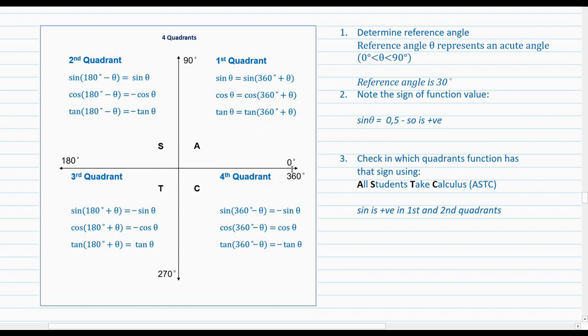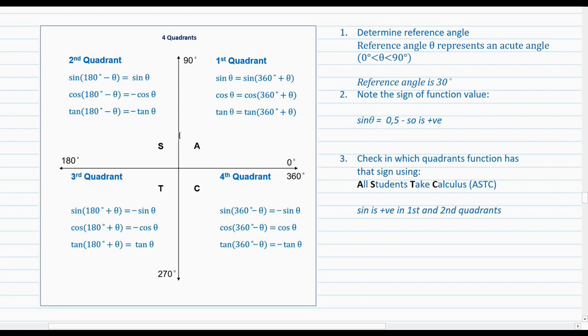And you do that using the abbreviation ASTC. And a good way to remember it is from the phrase, all students take calculus, ASTC. And what each of the letters means is, it refers to which trig functions in that quadrant have a positive value. So in the first quadrant, A stands for all, meaning all trig functions have a positive value in the first quadrant, meaning sine, cos or tan of any angle between 0 and 90 degrees will have a positive value.